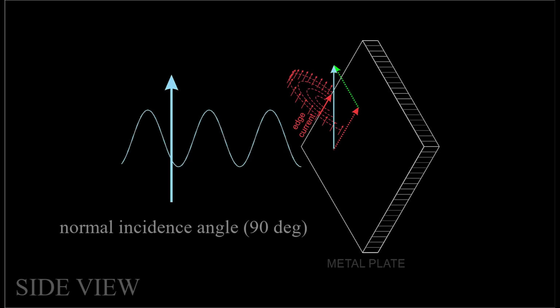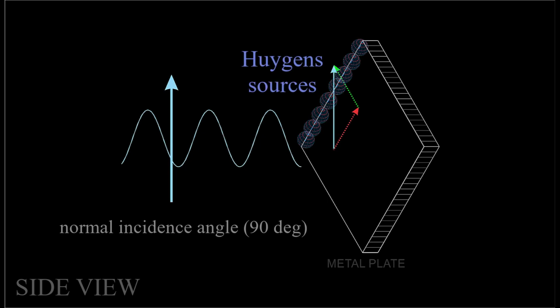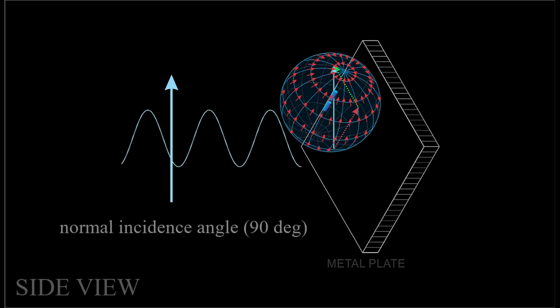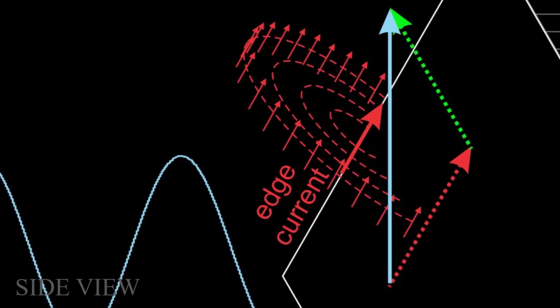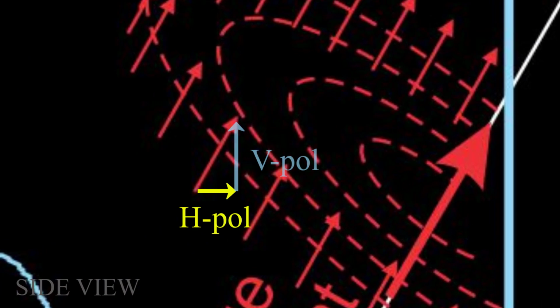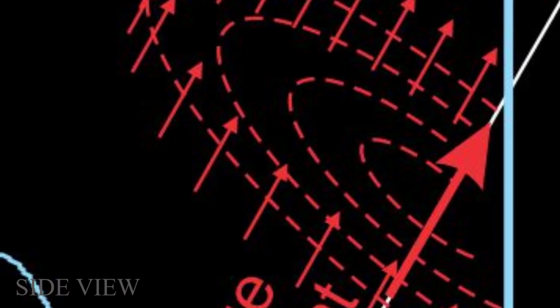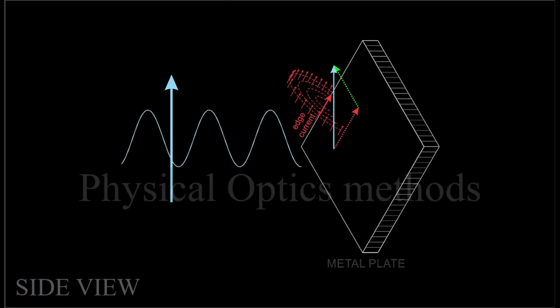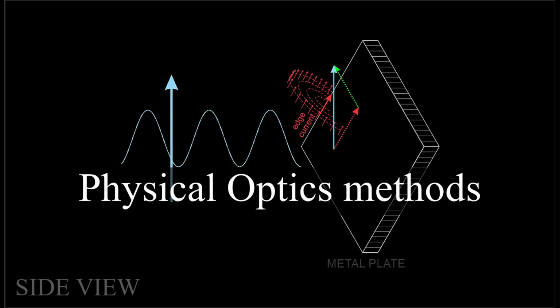Radiation by the edges can be represented mathematically as a bunch of infinitesimal dipoles lying along the edge. They're called Huygens sources, and we know what their polarization looks like. It's the same as a dipole, a bunch of arrows that point from one pole to the other. And the result is that the field radiated by the edge currents will include a horizontal component. Now, in order to calculate exactly what that horizontal component is, you need to use mathematical methods called physical optics.